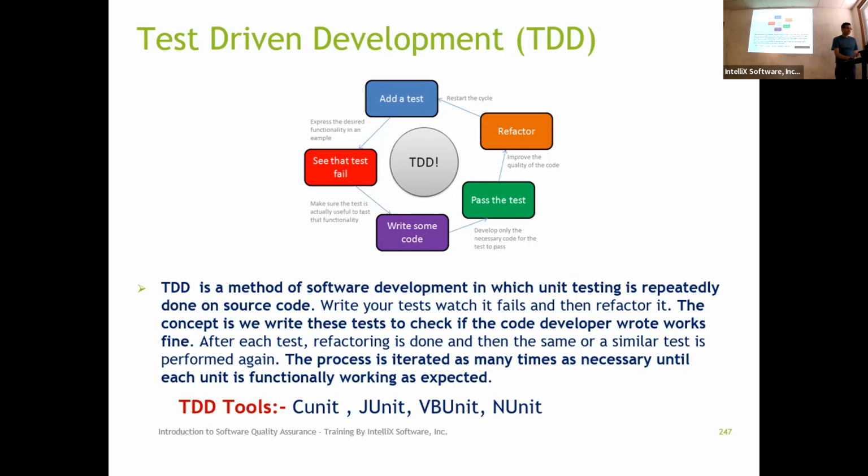So they will add a test, then they will see that the test failed. It's anti-clockwise right here. Then they will write some code, and if the code is good, they expect to pass the test, which is green. If they change anything, they will refactor the test as well as the code. That's the process they follow. The developers use CUnit, JUnit, VBUnit, NUnit, those types of test frameworks.